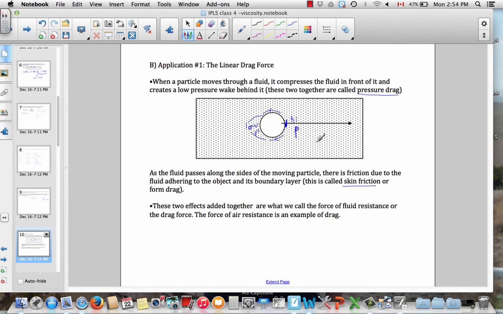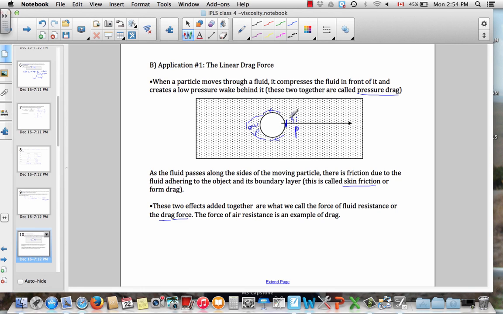So there's several contributions to drag then. There's the high pressure region in front, the low pressure region behind, and then the friction of the fluid flowing past the sides of the object. And all of that, added together, is the force of fluid resistance, or the drag force. Now, one example that you may have encountered of this already is the force of air resistance. So I talked about a ball bearing going through syrup, but this could be, say, a rock falling through the air.